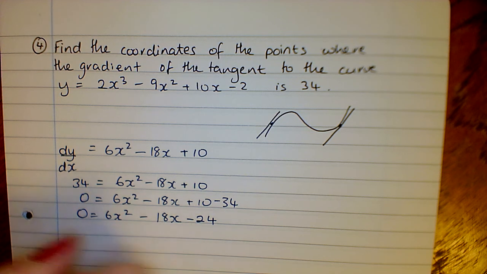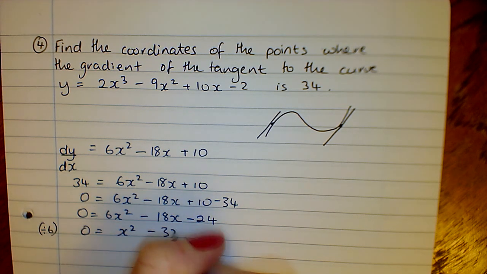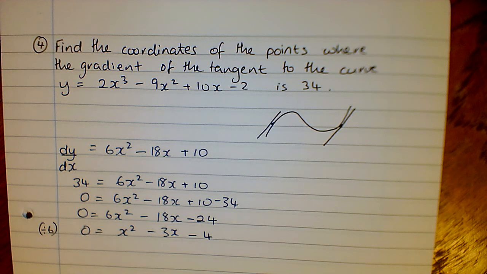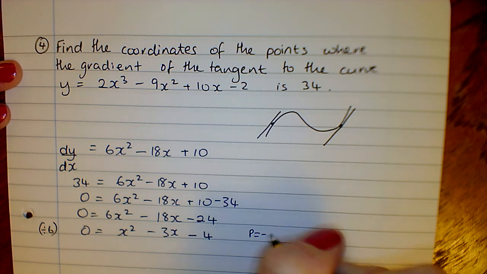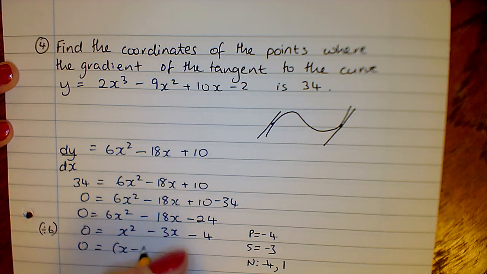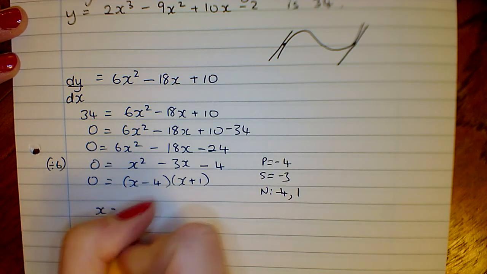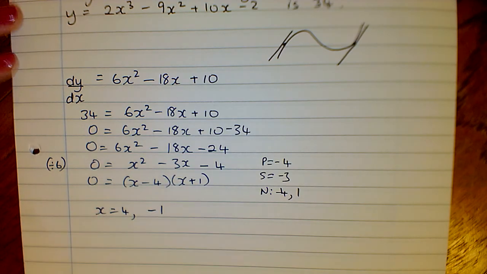Now, to make it easier to factorise, we can divide by 6. And we get x squared minus 3x minus 4. So our product is minus 4. Our sum is minus 3. Two numbers that multiply together to give you minus 4 and add to give you minus 3 are minus 4 and 1. So we can factorise, and get our 2 x coordinates then of 4 and minus 1.